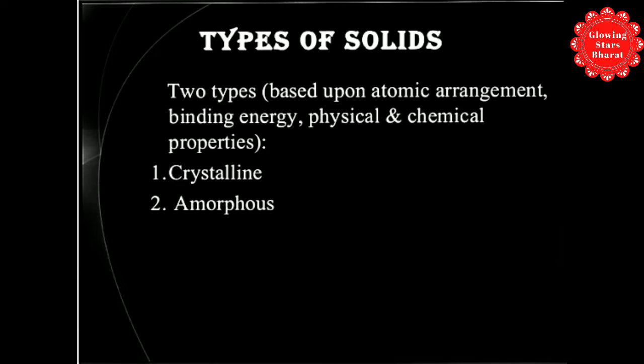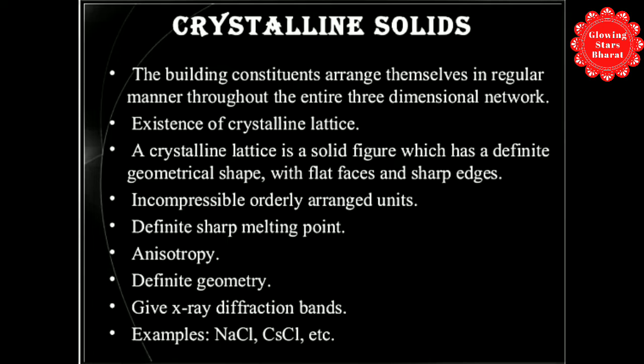Next is types of solids. So dear students, mainly two types based upon atomic arrangement, binding energy, and physical and chemical properties. First is crystalline solid and second is amorphous solid. Crystalline solid: dear students, the building constituents arrange themselves in a regular manner throughout the entire three-dimensional network.